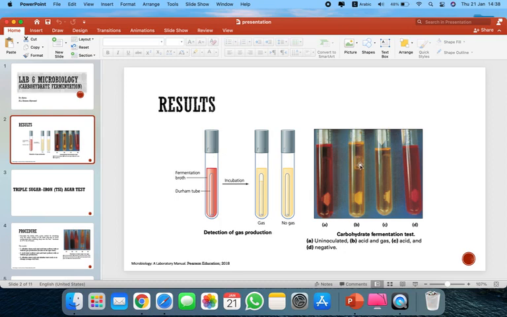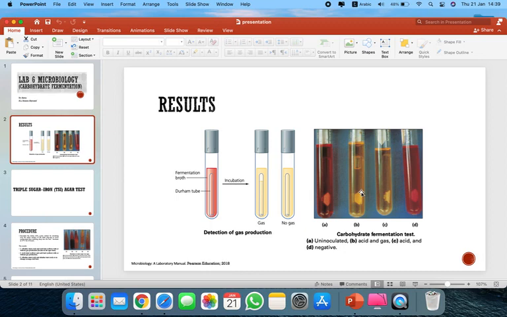The result will be in actually 3 results. The first is there is no fermentation in the broth, and the color is going to remain red, and there is no gas as well. The second one, there is a fermentation, and it will produce the yellow color. Here is the fermentation, and it has produced the yellow color. And sometimes there is a fermentation, and there is gas production.